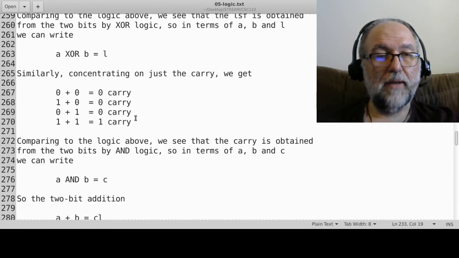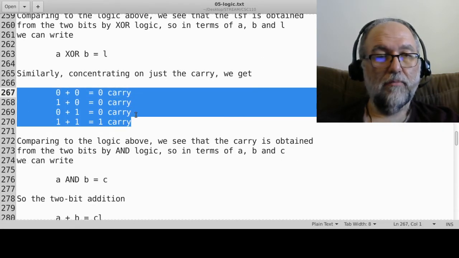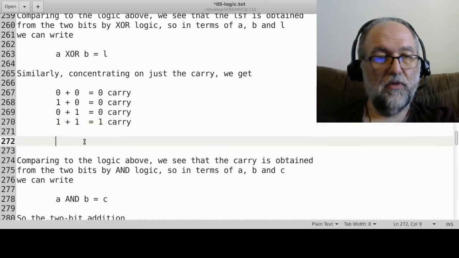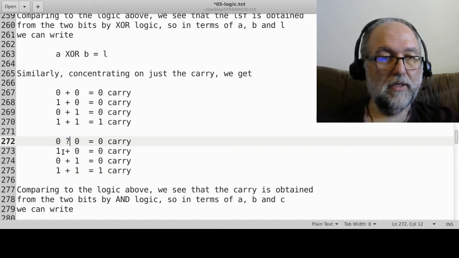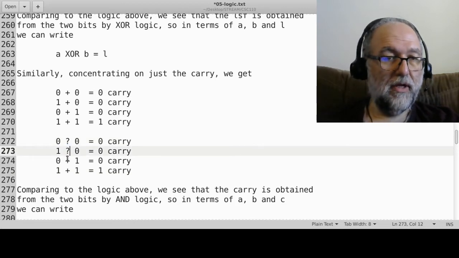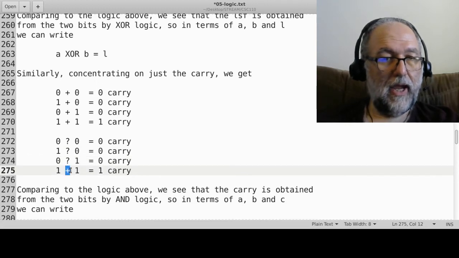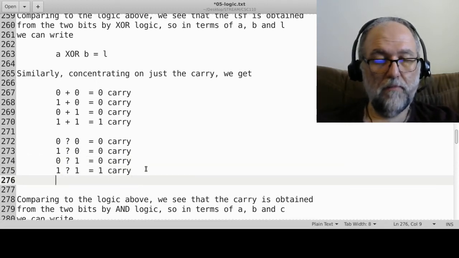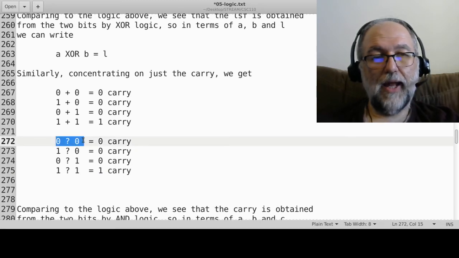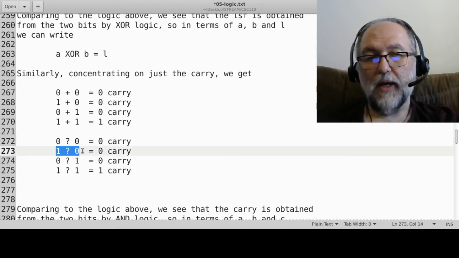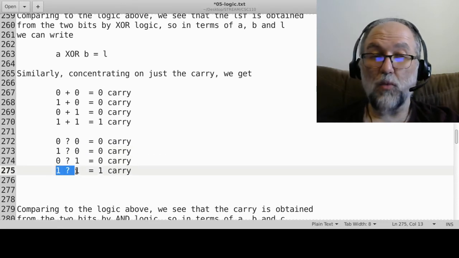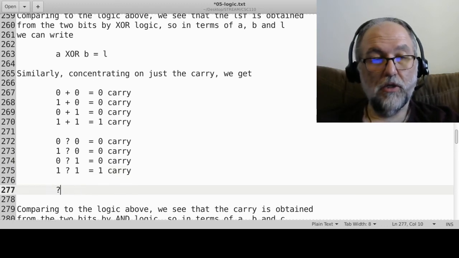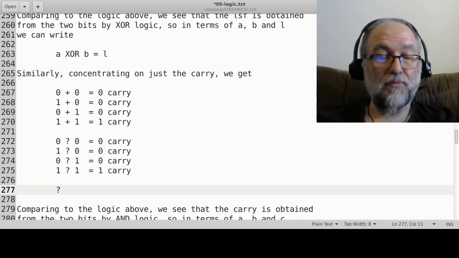And so now you could do the same thing here. I've got that plus in there, but you could say, let me just take this whole thing and put a question mark in here. Because I want to ask what logical operator gives me the carry, and you can go through them: 0 and 0 gives you 0, that works. 1 and 0 gives you 0, that works. 0 and 1 gives you 0, that works. 1 and 1 gives you 1, that works. And so you can conclude that the unknown operator that gives you the carry is AND, just like that.